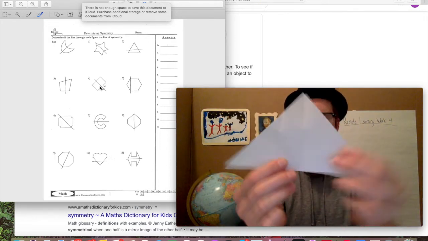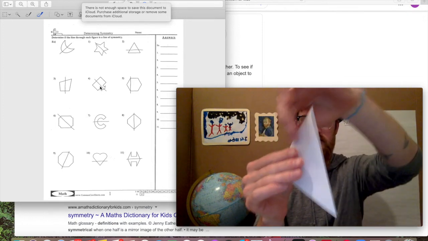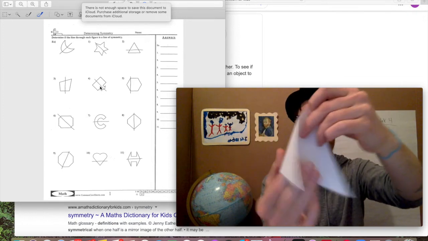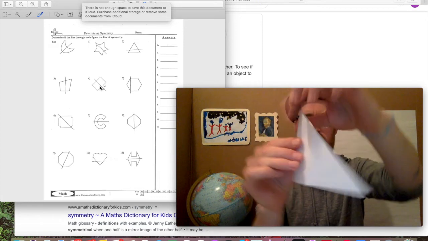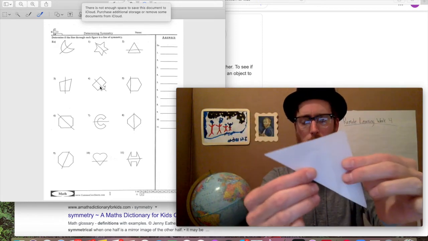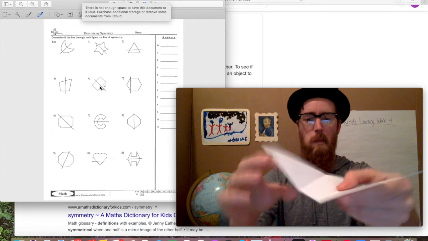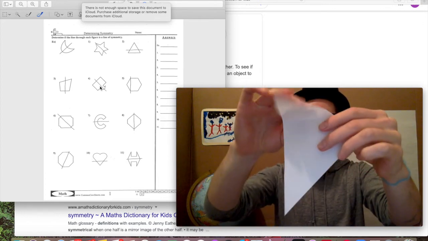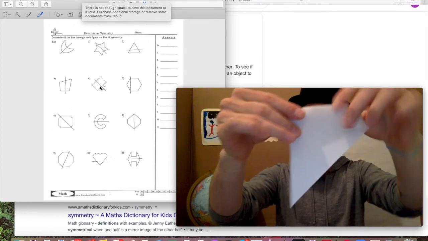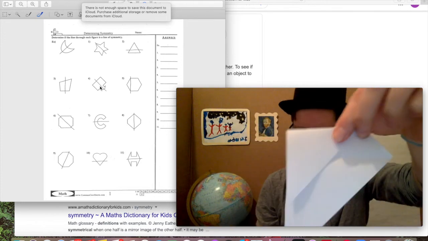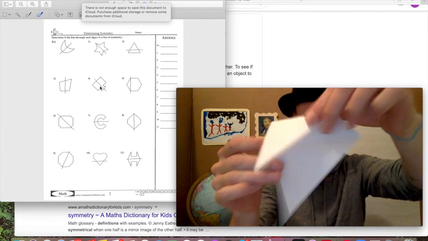Now if I had a triangle, if I fold it down the middle, so my point is dissected, it would be a line of symmetry. But if I were to fold it just a point down, the sides wouldn't match up. That's not a line of symmetry.